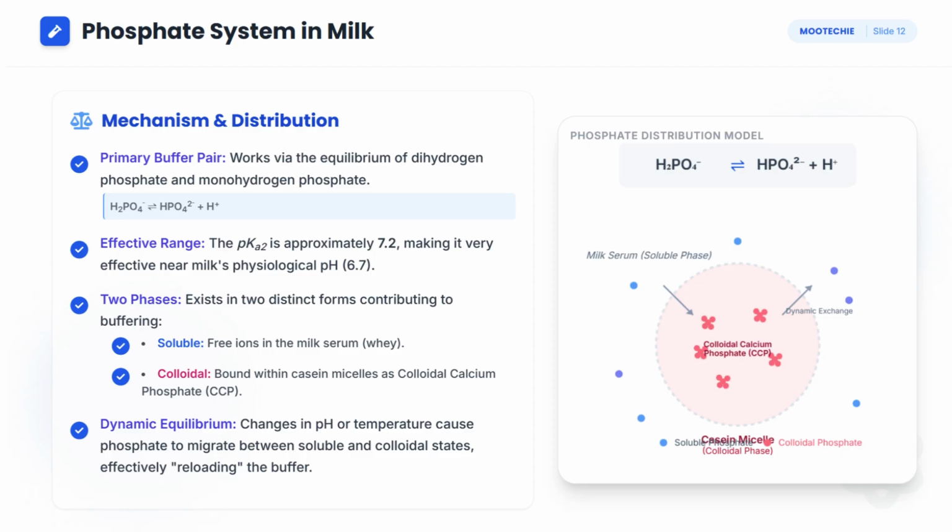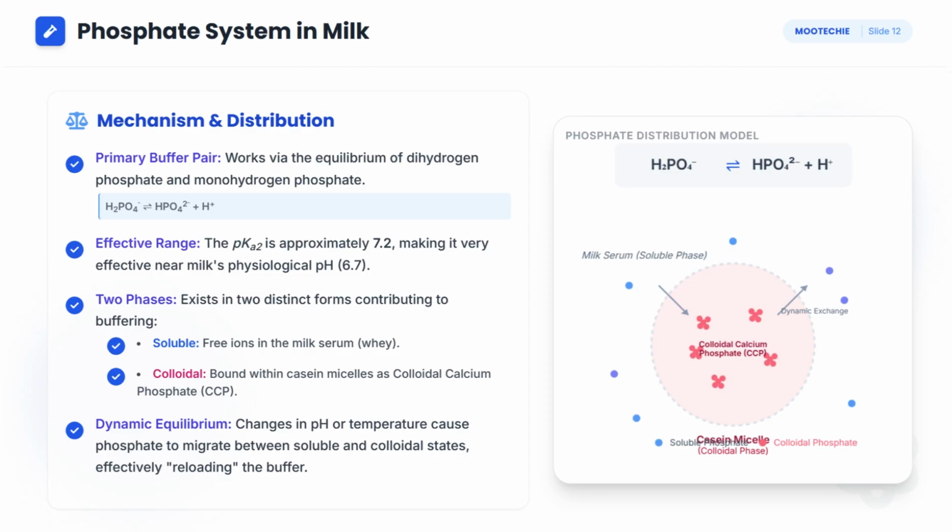Phosphate exists in two phases, a soluble form, which are free ions in the milk serum or whey, and colloidal form, bound within casein micelles as colloidal calcium phosphate. A dynamic equilibrium exists where changes in pH or temperature cause phosphate to migrate between soluble and colloidal states, effectively reloading the buffer. A distribution model would show the chemical equilibrium between H2PO4- and HPO4 2- happening across the milk serum, which is the soluble phase, and the colloidal calcium phosphate within the micelles.